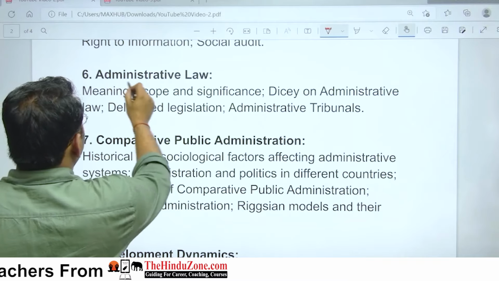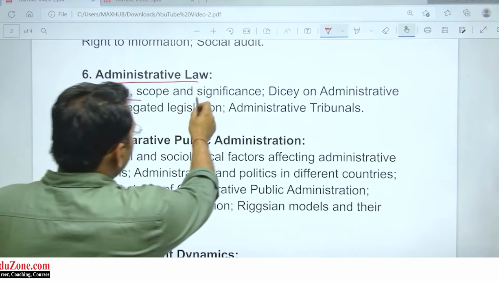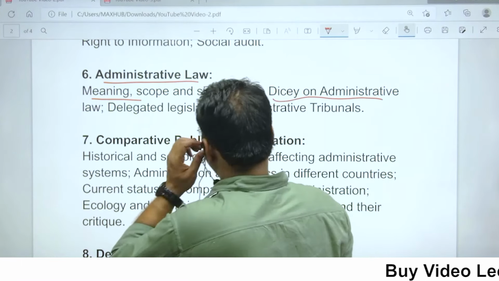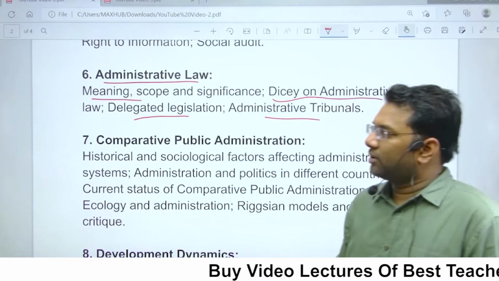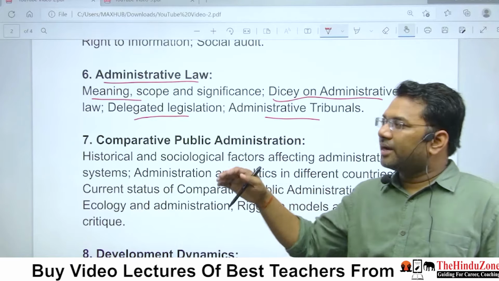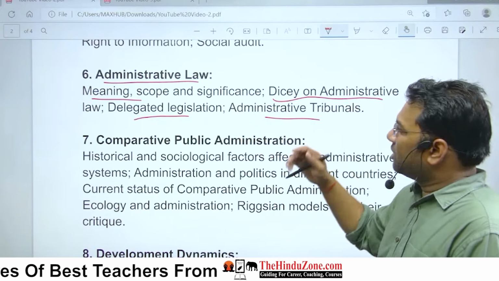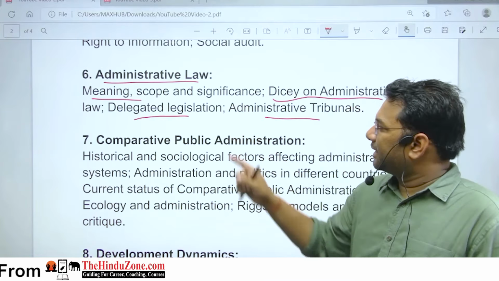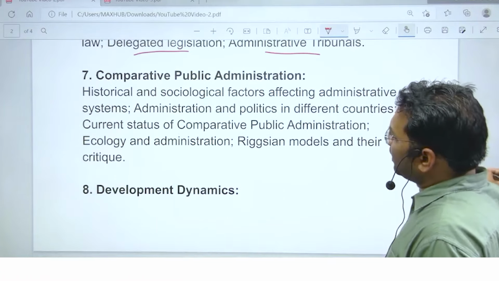Next topic would be the administrative law. So in this administrative law, meaning, scope, and significance, then we will talk about Dicey on administrative law, then delegated legislation and administrative tribunal. Okay, so basically this administrative law will not be that applied, but it will deal with some rules and laws and how delegated legislation is made and how administrative tribunals work. हम इसके बारे में बात करेंगे.